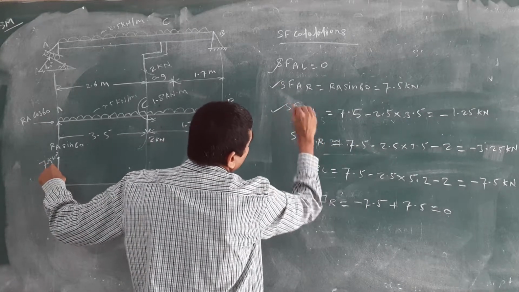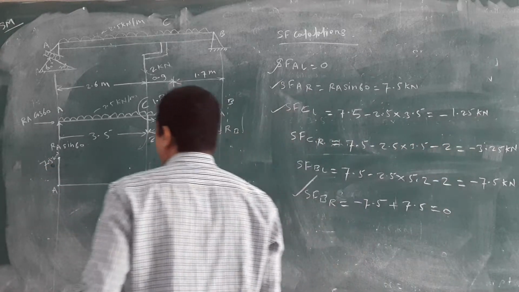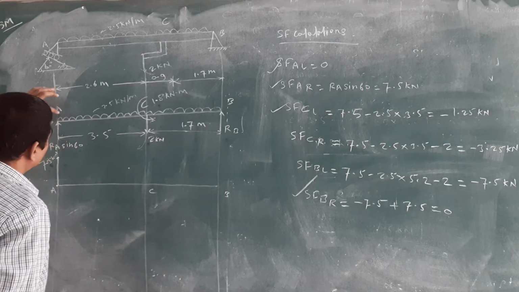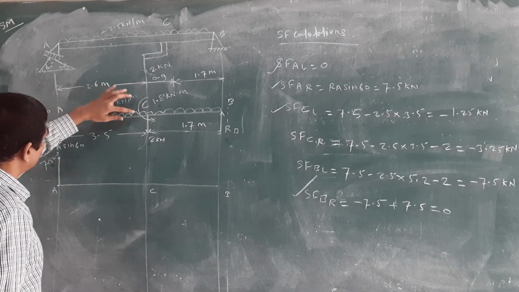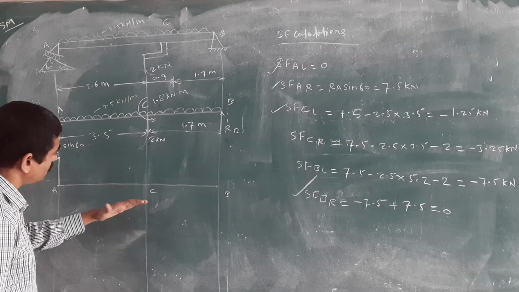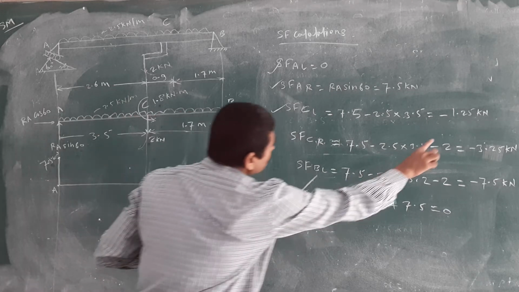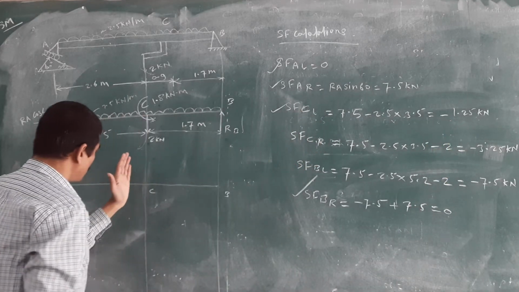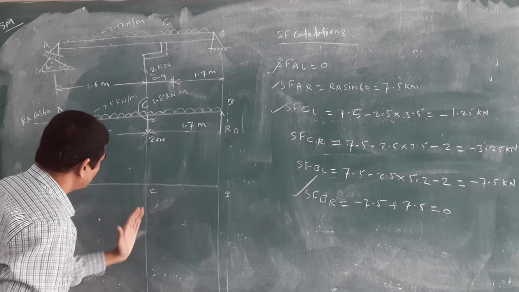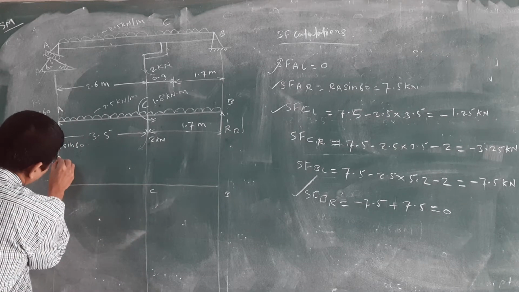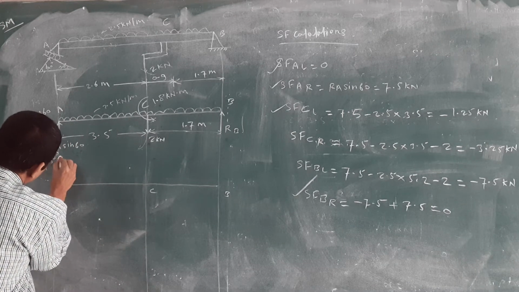Then we will draw the SF at B, 7.5 kilonewton, at just left side. SF at C, we have minus 1.25. See, A to C, you have given the UDL, then we will draw the inclined line. But we have the minus value, that's why we are coming downward from that zero line, or below the zero line.